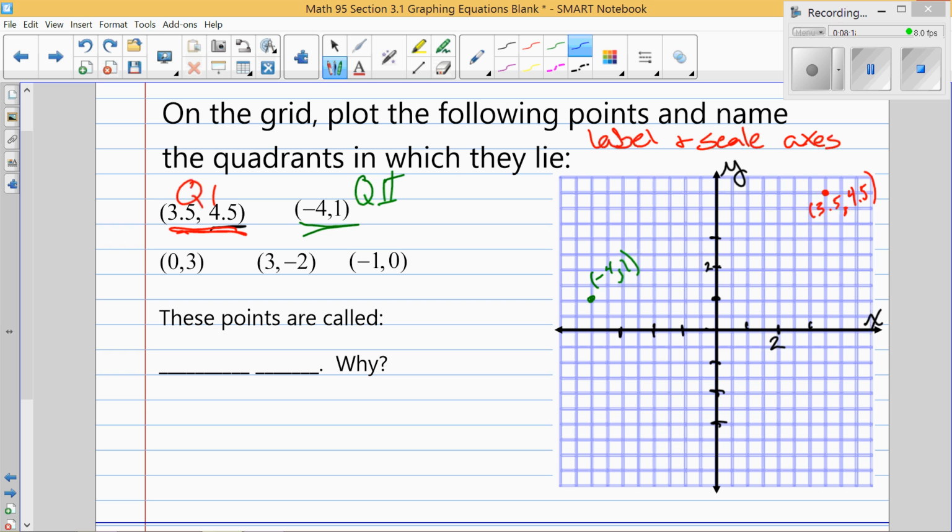I will mark the next one in blue. I like to color coordinate these just so it's a little bit more visually clear what's going on. This is at (0, 3). It means I haven't gone left or right at all, so I'm only going to go up 3. This point lies on the y-axis. (0, 3). It's not in a quadrant. It's on the y-axis.